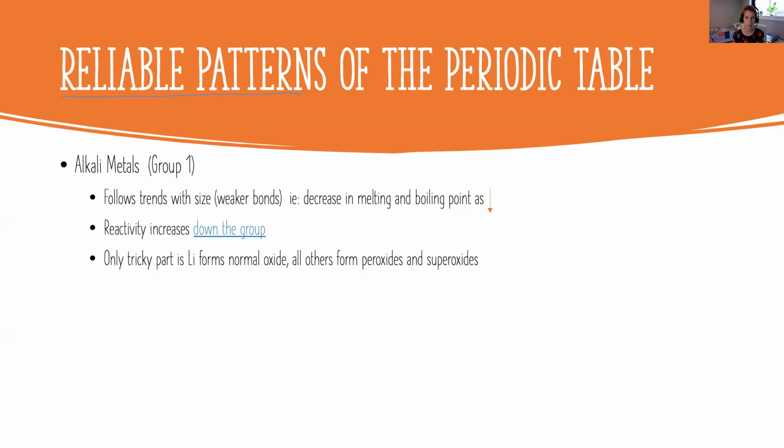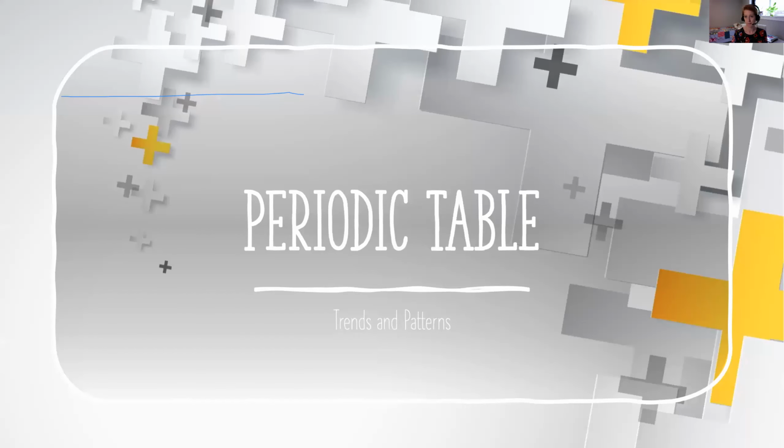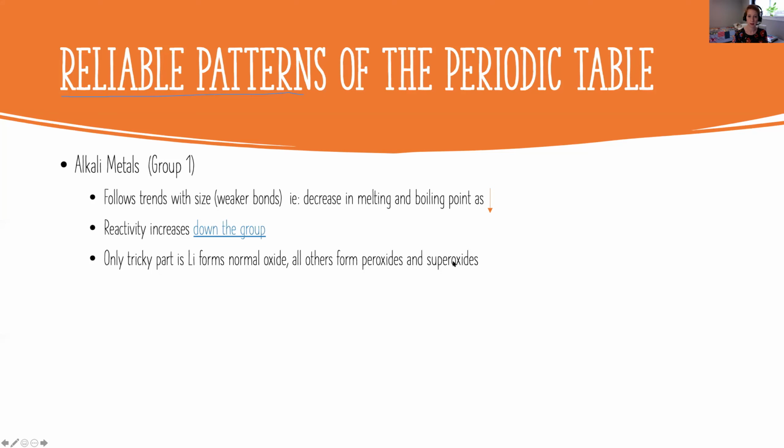So one of the first very reliable trends is the alkali metals, which is group 1. These have a decrease in melting and boiling point as you go down the periodic table. So from lithium and sodium all the way down to the bottom. Let me grab a book so that as I talk about this, we can actually use things. So from lithium down to cesium, I won't really talk about francium since it's nuclear.